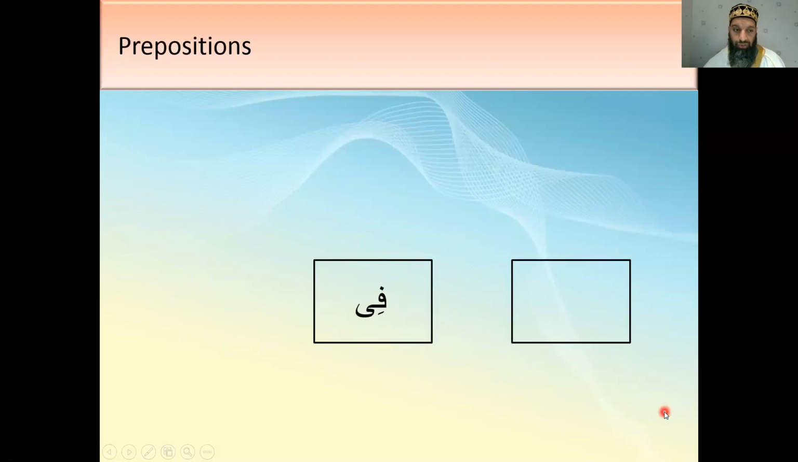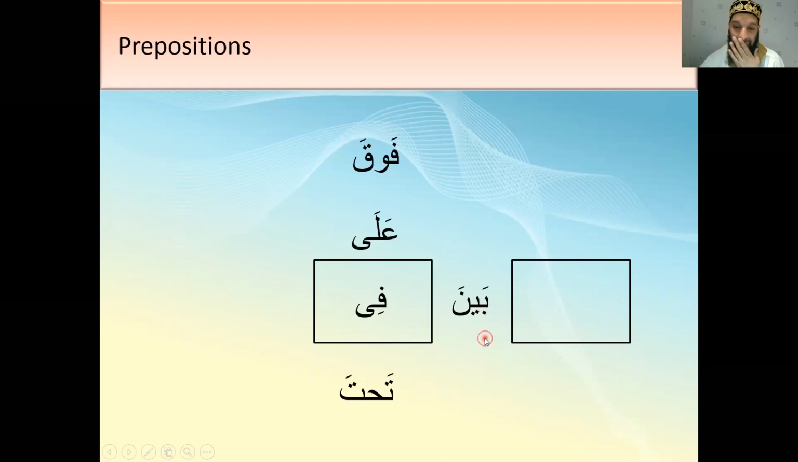And then we had this. I just displayed this after one of the students and somebody very close to me gave me an idea to do it like this so people can see visually. Fi means in, ala means on, fawqa means above, tahta means underneath, baina means between. And the reason why I'm smiling is because you'll know in a bit.